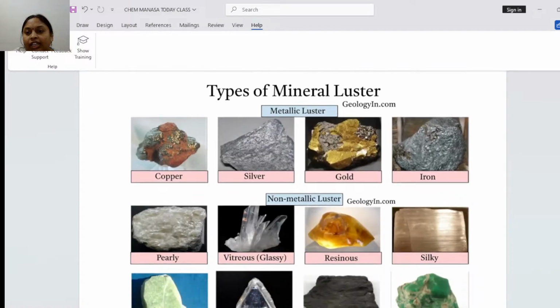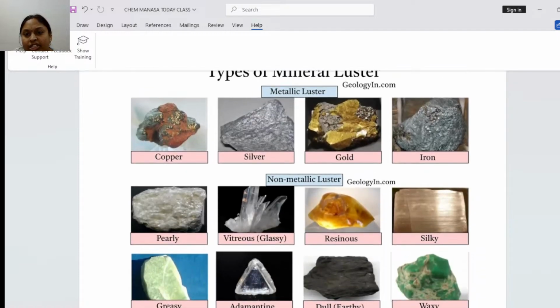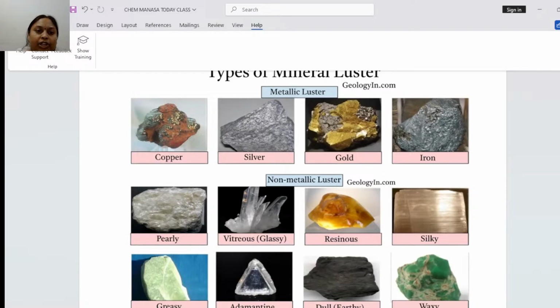Earlier we saw the properties; now once again we will see here. Copper is reddish brown in color. Silver is gray in color. Gold is lustrous. Iron is also gray in color. And next, this is aluminium, with a dull appearance.